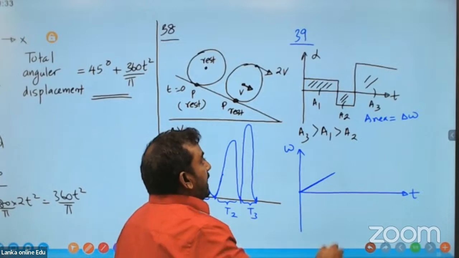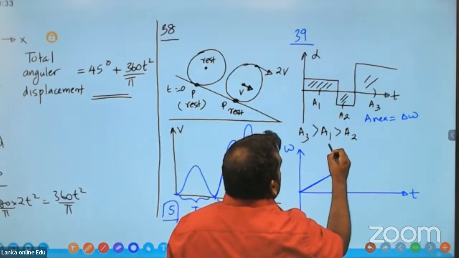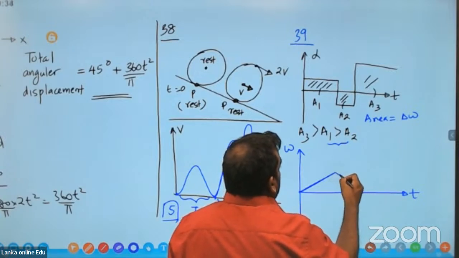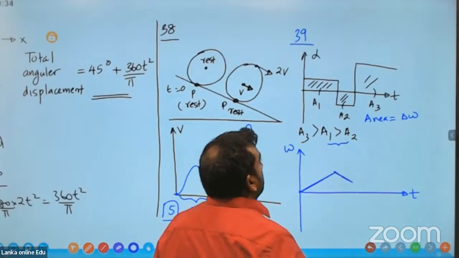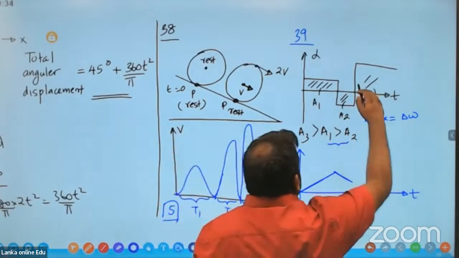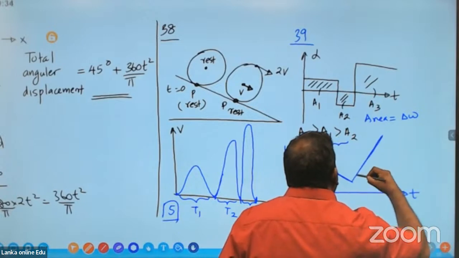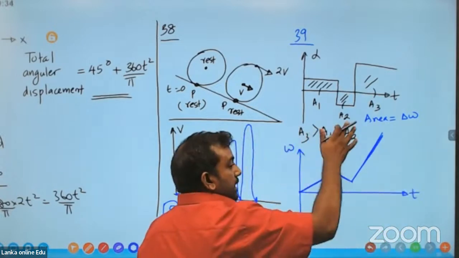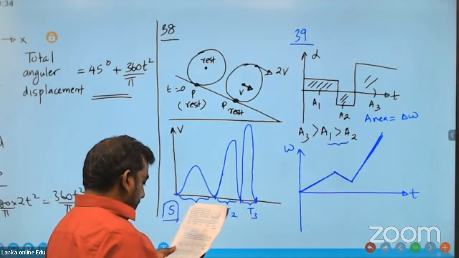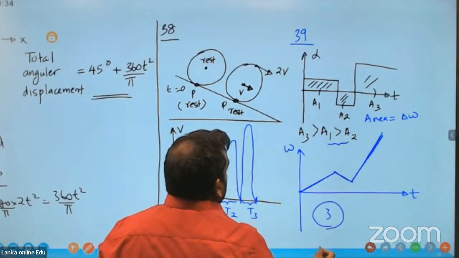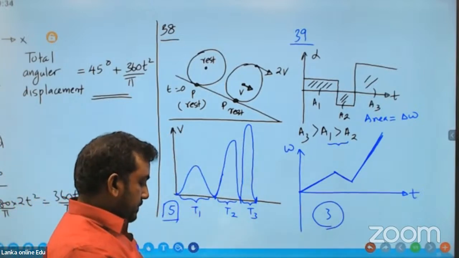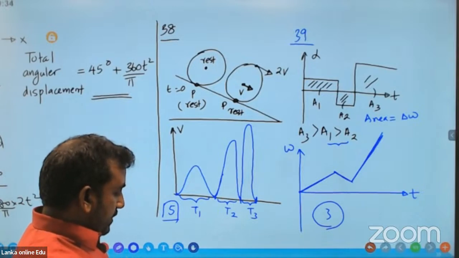Now there is angular deceleration, but this area is small enough. Area is smaller means it won't go back. It will slightly reduce. That's correct. But acceleration is large means the gradient is large here. The direction won't change, it keeps going forward. This is correctly given in answer number 3.